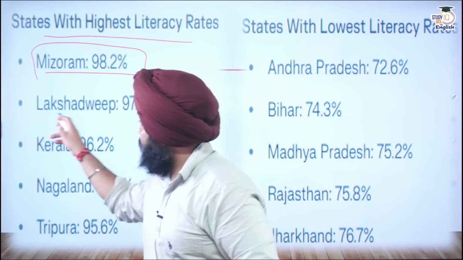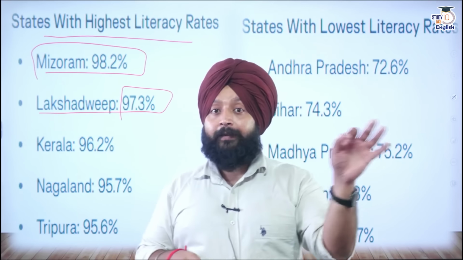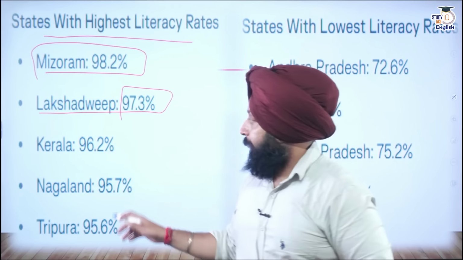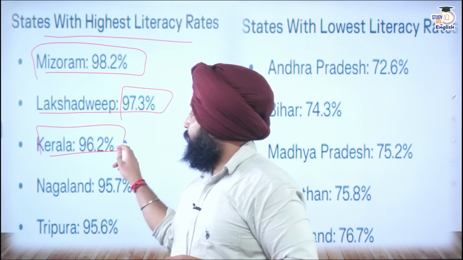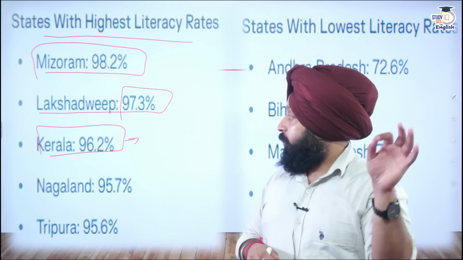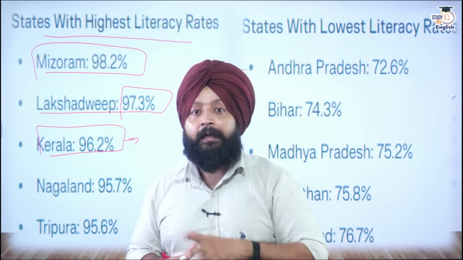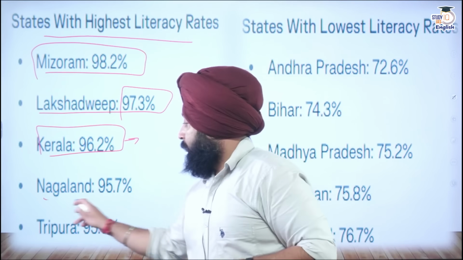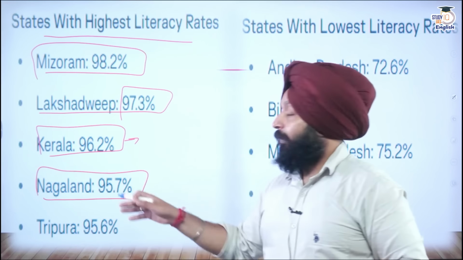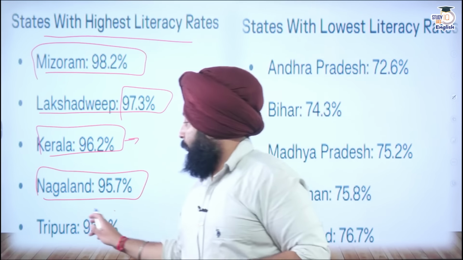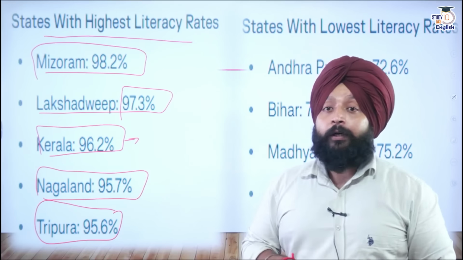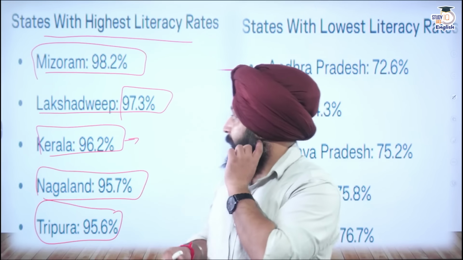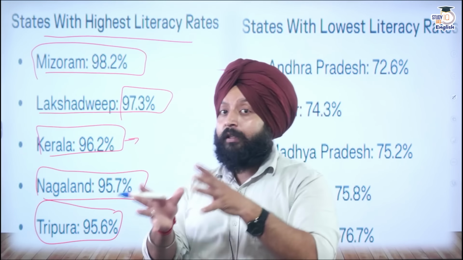Then we'll move on to Lakshadweep. Phenomenal job. 97.3% people are literate. Kerala, obviously a state from southern India, approximately 96.2% people are literate. Nagaland, again northeast, 95% people are literate. And Tripura, 95.6% people are literate.